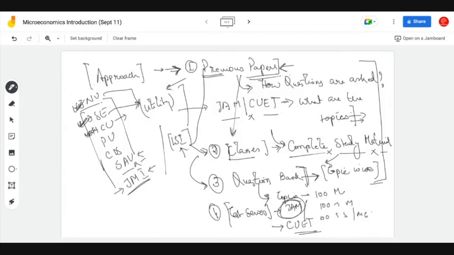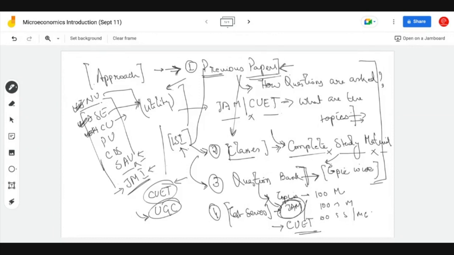The pattern of asking questions in JAM is a bit different, although if you look at the basic structure, it's the same. And finally, even for the CUT examination, we'll be giving you UGC NET papers so that they can work as a question bank. So this is the overall structure that we thought of following.